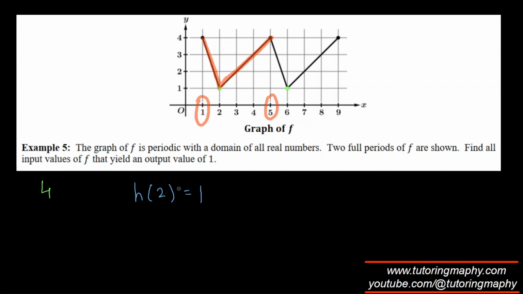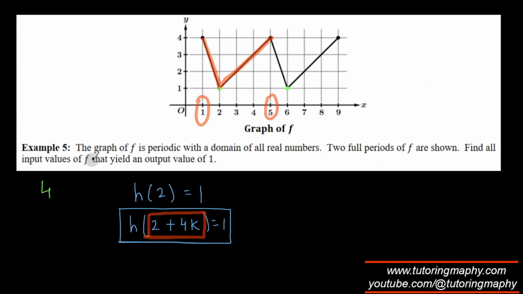Now, I know that h of 2 is 1, right? But they need all such values. So don't you think I can just say that all those values will look like 2 plus 4 times k? Because if I add any number that comes in the table of the period, which is 4, it's not going to change anything. So this is going to give me all the input values. They are interested in all the input values, so basically my answer is this. But make sure that you write what k is. k is an integer.